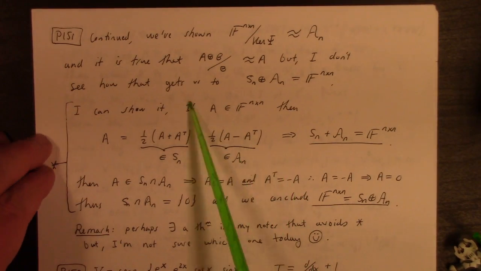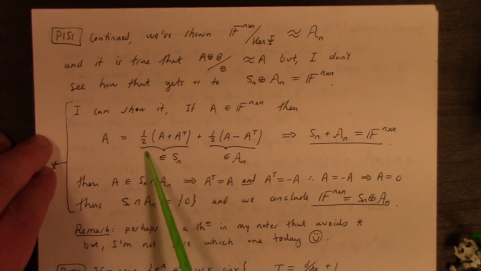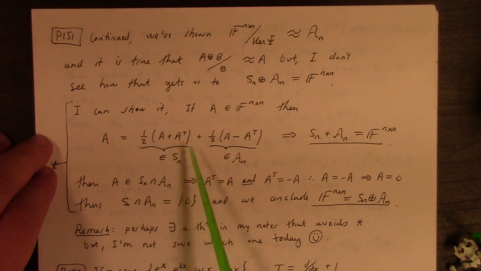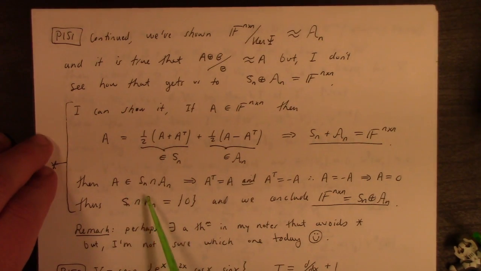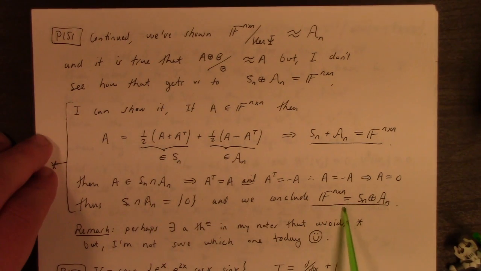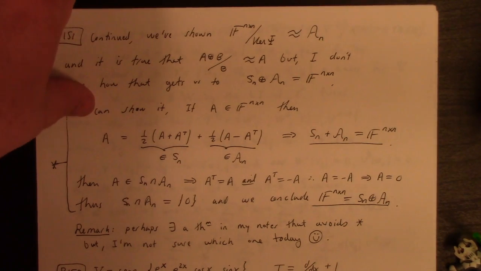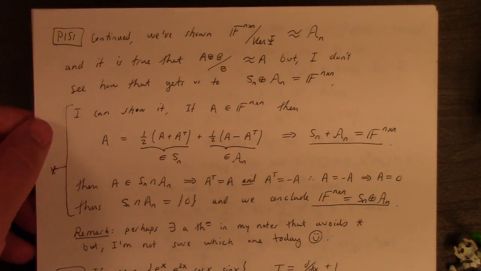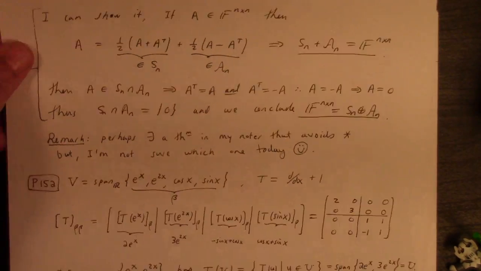Here's the repair. To prove it's the direct sum, you just exhibit that any matrix can be written as a sum of symmetric and antisymmetric. And the only thing which is both symmetric and antisymmetric is a zero matrix. Consequently, F^(n by n) is the direct sum of S_n and A_n. And then problem 152. So again, sorry, I don't know where the theorem in my notes is that I was talking about. My bad.